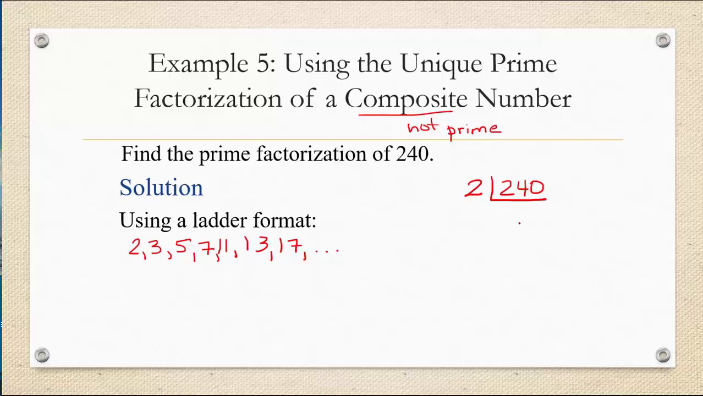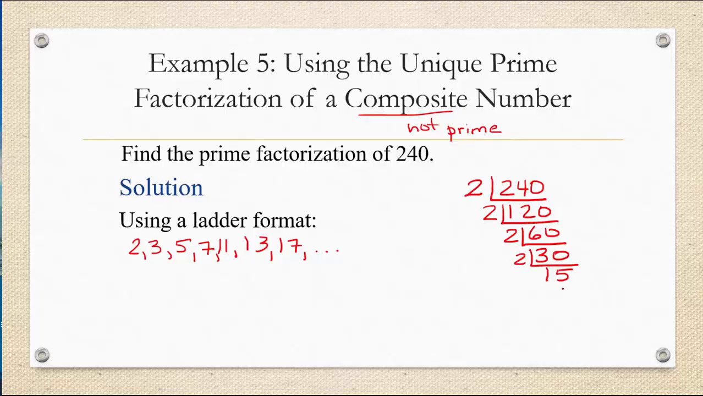So 2 goes into 240 120 times. Then you ask yourself, does 2 go into 120? Yes, 120 is an even number. It's divisible by 2, so we're going to divide by 2 again. 2 goes into 120 60 times. Does 2 go into 60? Yes, it does. So we're going to divide by 2 again. And we're going to keep doing that until we can't divide by 2 anymore. 2 goes into 60 30 times. 2 goes into 30 15 times.